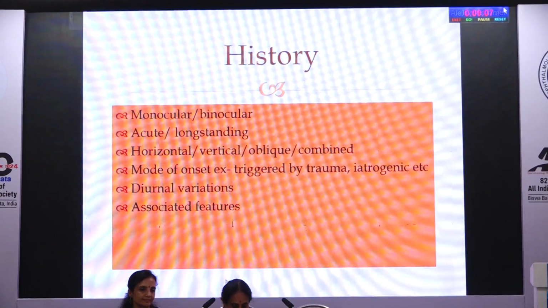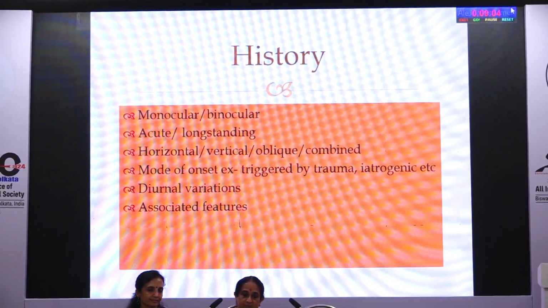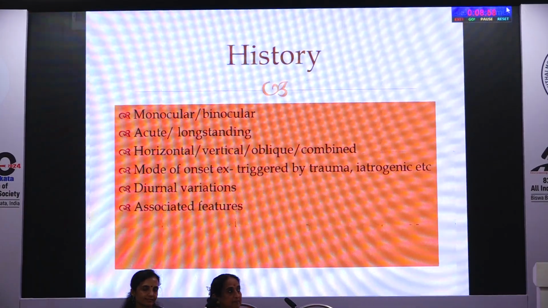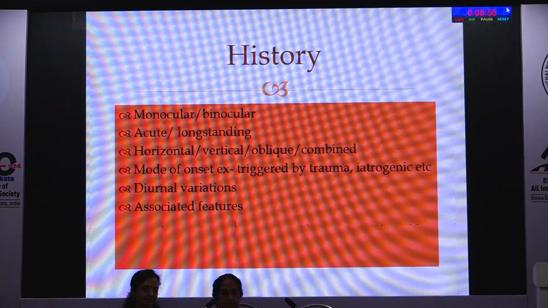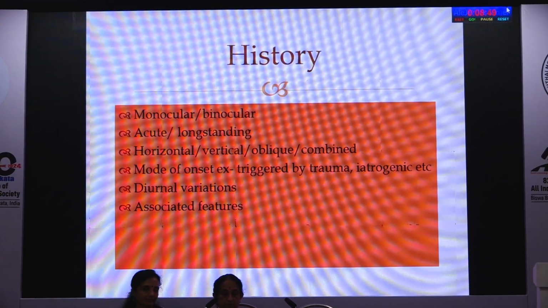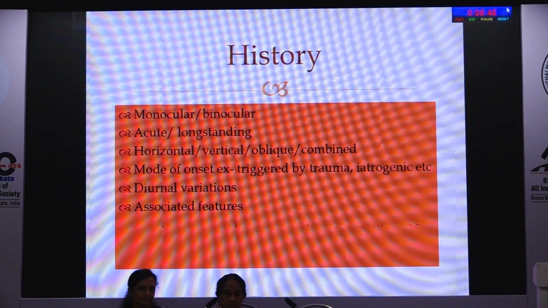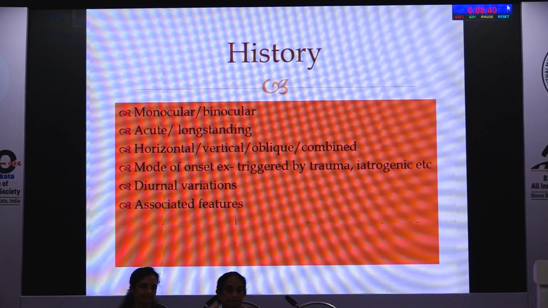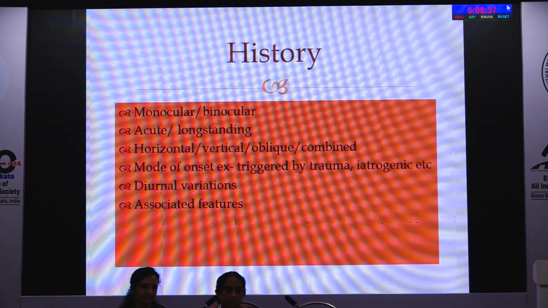Whenever a patient comes to you with double vision, you have to get a detailed history, and from that itself you can more or less come to a diagnosis. Not the correct diagnosis, but at least it will lead you to a diagnosis. First you have to see if it is monocular or binocular, if it is of acute onset, which can be dangerous, and if it is long standing, that is, if it is intermittent. Then you have to find out what type of double vision it is: whether it is horizontal, vertical, or oblique, and the mode of onset, like if there was any trauma or any iatrogenic causes, like surgeries, for example sinus surgery. Also diurnal variation, which suggests muscle or neuromuscular junction involvement, and associated features.